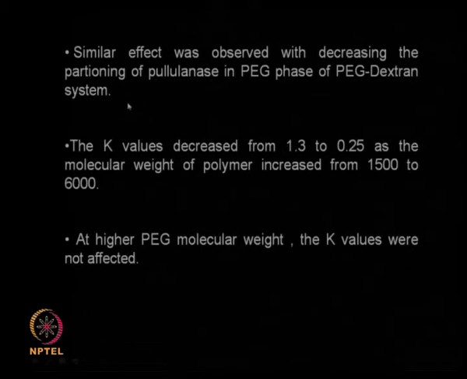Another example, suppose you want to partition pullulanase, an enzyme, in a PEG phase containing PEG and dextran. The K values decrease from 1.3 to 0.25 as the molecular weight of the dextran is increased from 1500 to 6000. So at higher PEG molecular weight, the K value decreases. That means I can reduce the solubility of the enzyme in that phase by adding a higher molecular weight biopolymer.